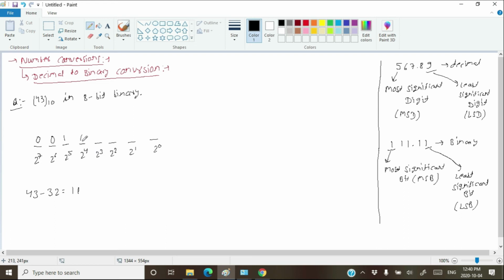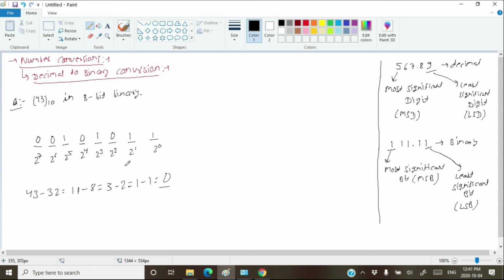Can I include 8 in binary? Yes, you can include 8 in binary because 8 is less than 11. So write here 1, subtract that, and you get 3. Can I include 2 squared, that means 4, in the binary? No, you cannot include it because 4 is more than 3. Therefore, write here 0. Can I include 2 to the power 1, that means 2, in the binary? Yes, you can because 2 is less than 3. And here you write 1 and here you also get the 1. Can I include 2 to the power 0 in my binary? Yes, you can include it because 1 is equal to 1, and when you subtract you will get 0.